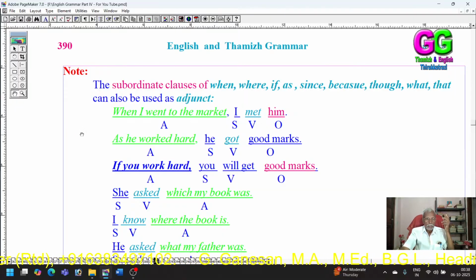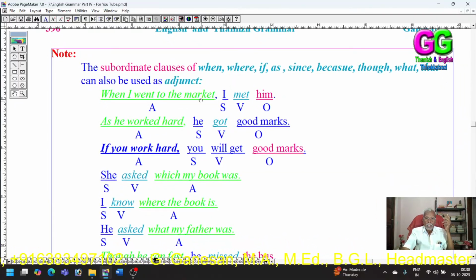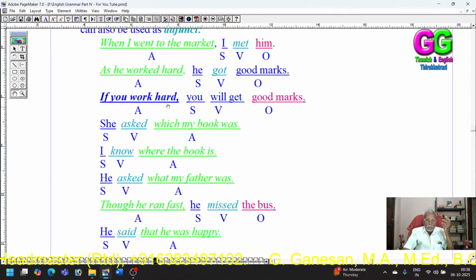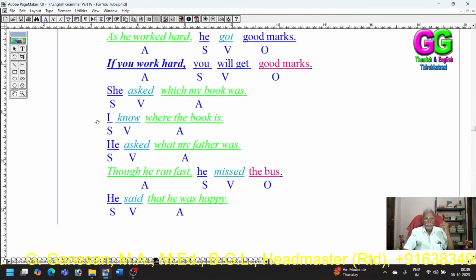Let us see the examples. When I went to the market, I met him. When I went to the market, a subordinate class, can be used as an adjunct. As he worked hard, he got good marks. As he worked hard, adjunct. If you work hard, you will get good marks. If you work hard, adjunct. She asked which my book was. Which my book was, adjunct.